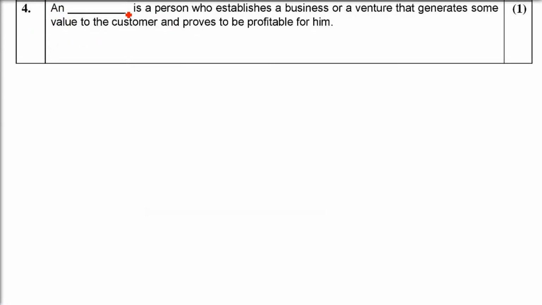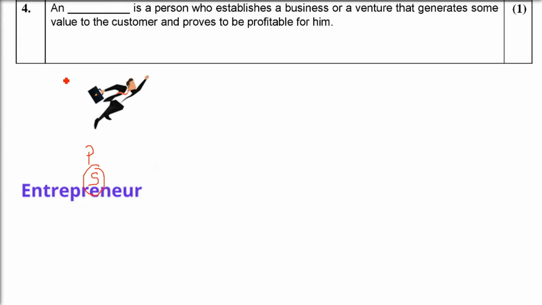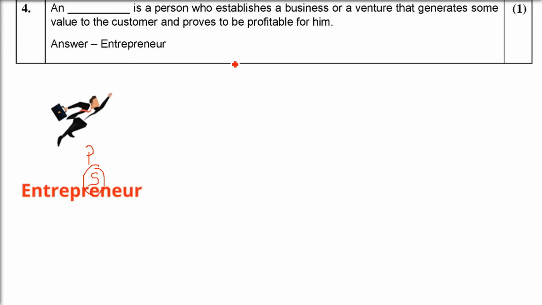And dash is a person who establishes a business or a venture that generates some value to the customer and proves to be profitable for him. So who is that person? He is an entrepreneur. So he gets profit, he works, but he is also working for the betterment of society.